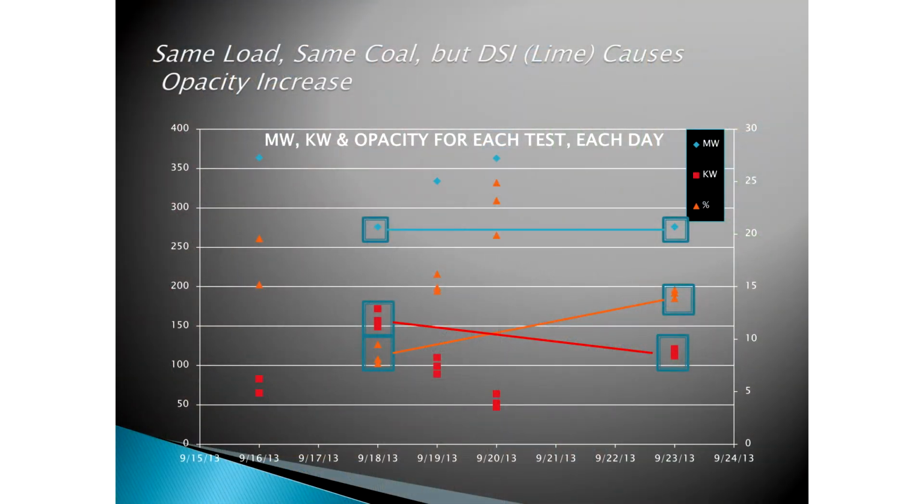Here's another power plant that I was at where in this case they kept the load, yeah, that's megawatts. So the load stayed the same, but the power dropped and the opacity increased. And that's because they injected a sorbent, lime, in order to enhance their mercury collection, which would be the next topic of conversation. So what happened? Power went down. Why did it go down? Because of lime. What did lime do? Lime increased the resistivity of the dust in the precipitator.